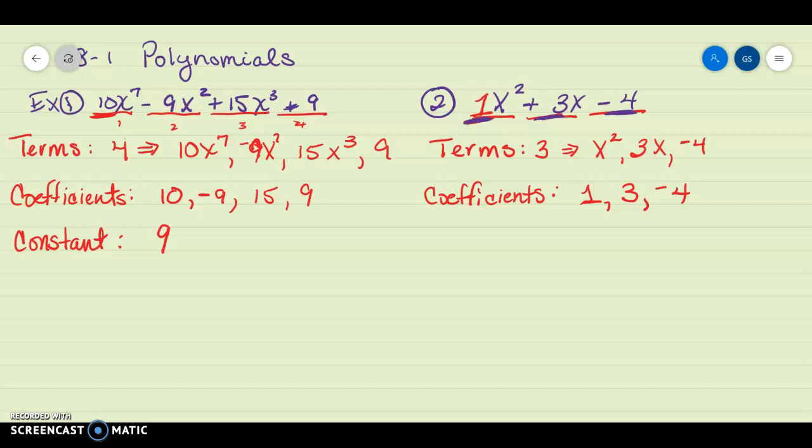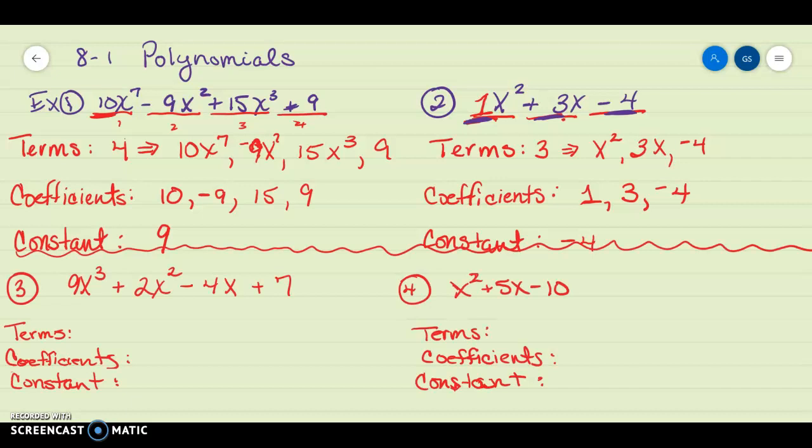Then lastly, we want to name the constant. The constant is the term that does not have a variable. In this case it's negative 4. If you look back, x squared has a variable, 3x has a variable, the constant has no variable, that's negative 4. I'm going to write you 2 examples. You write them down and then pause and work those 2 problems out, please.